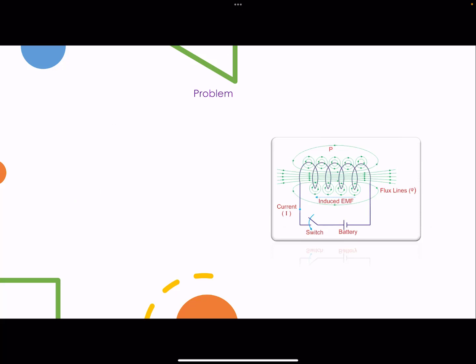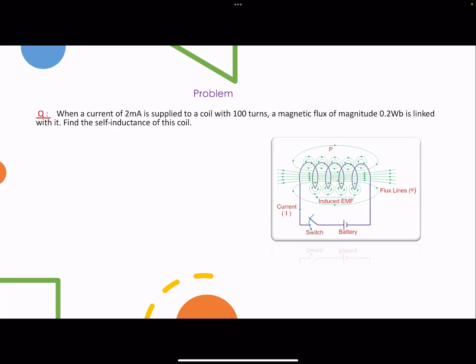Now let us solve a problem related to the self-inductance. The question is, when a current of 2 milliamperes is applied to a coil with 100 turns, then a magnetic flux of magnitude 0.2 Weber is linked with it. Then find the self-inductance of this coil. This is the question. Now let us see the solution.